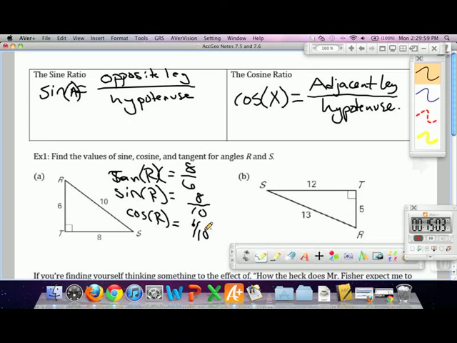And you can play the same game with angle S. What's the tangent of S? Tangent is opposite over adjacent: 6 over 8. How about the sine of S? Opposite over hypotenuse. And what's the cosine of angle S? 8 over 10. One more time.